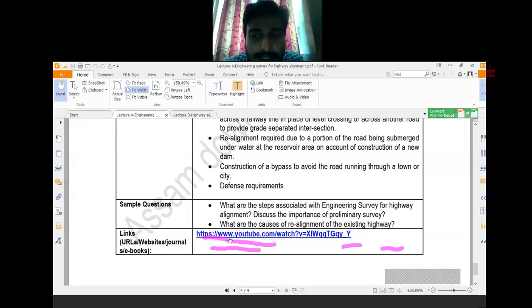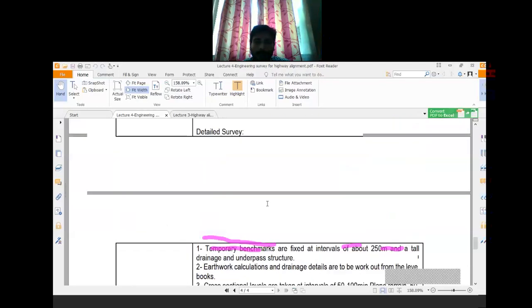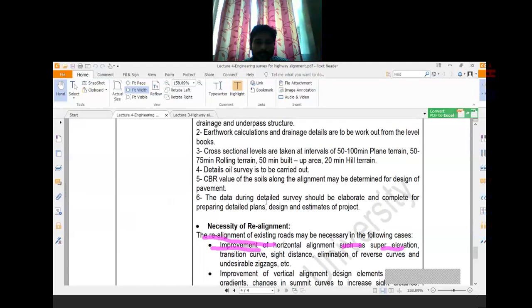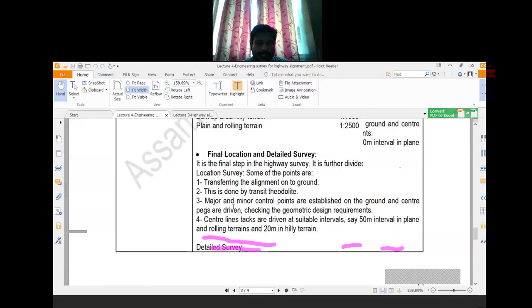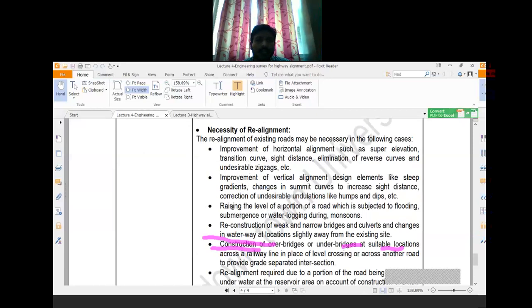So these are some of the sample questions which you can look for, and one YouTube link is provided over there. You can go over there to check about this highway alignment. Various details of this highway alignment are discussed there. You can just check for it.